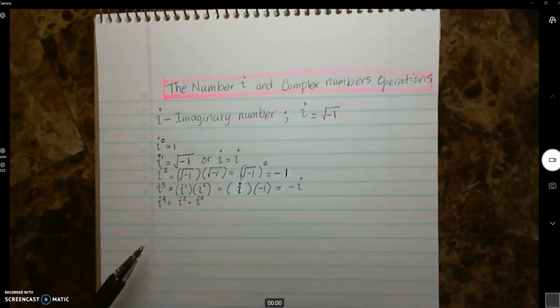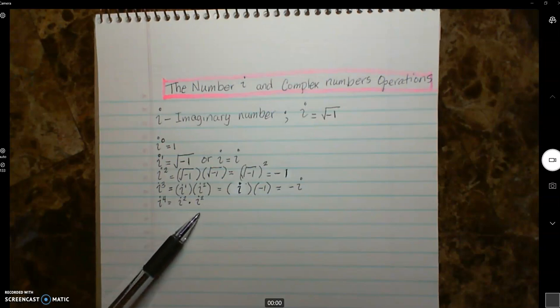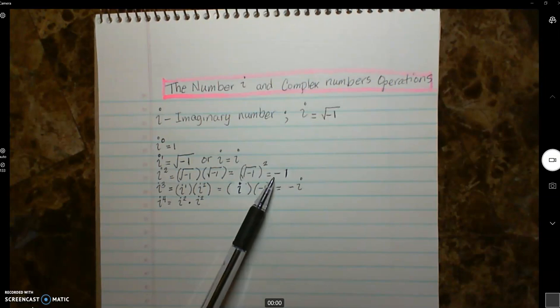For i to the fourth, I will just be using i squared times i squared, which is going to be -1 times -1, and the answer to that is 1. So i to the fourth is just equal to 1.